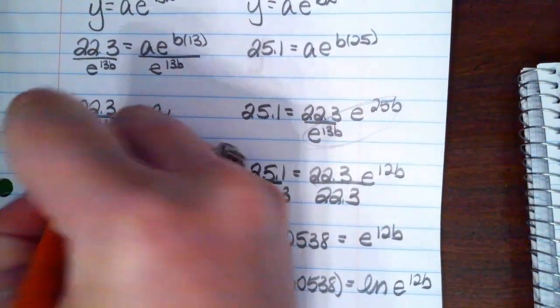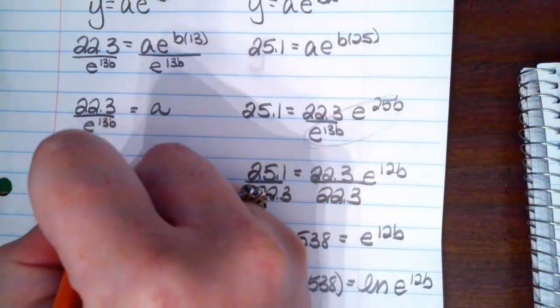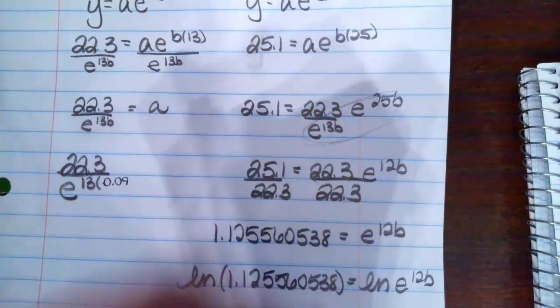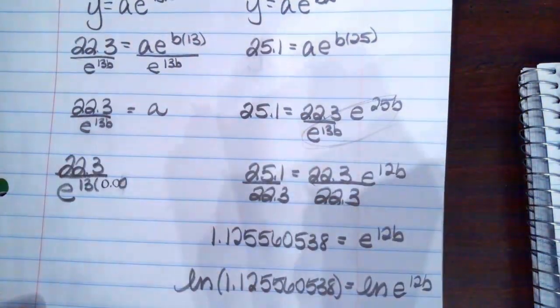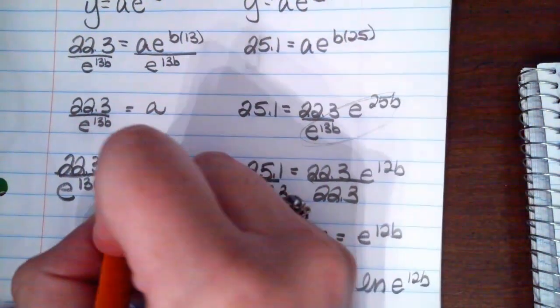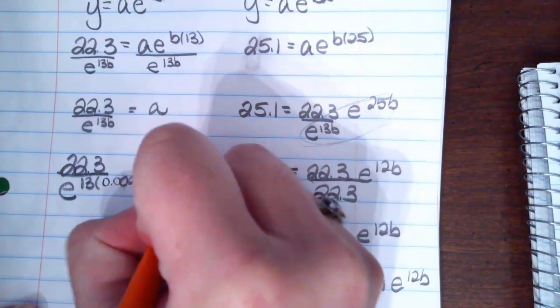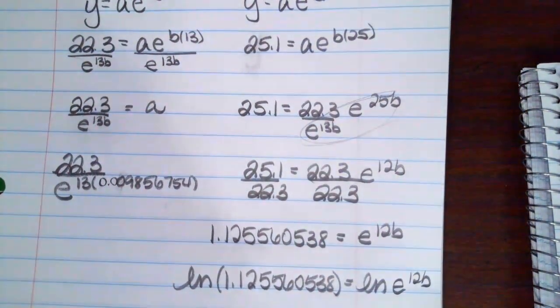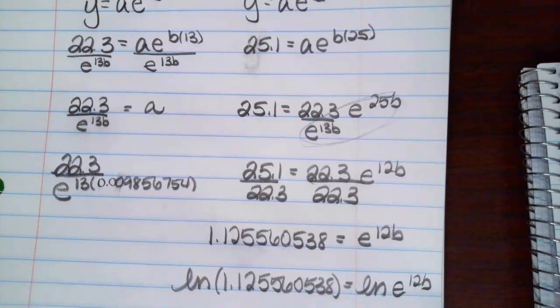So 22.3 divided by e to the 13 times 0.009856764. I just missed a 0. My dog is whining in the background. Hang on one second. 0.009856764. Okay, so now I've got 22.3 divided by e to the 13 times that answer.